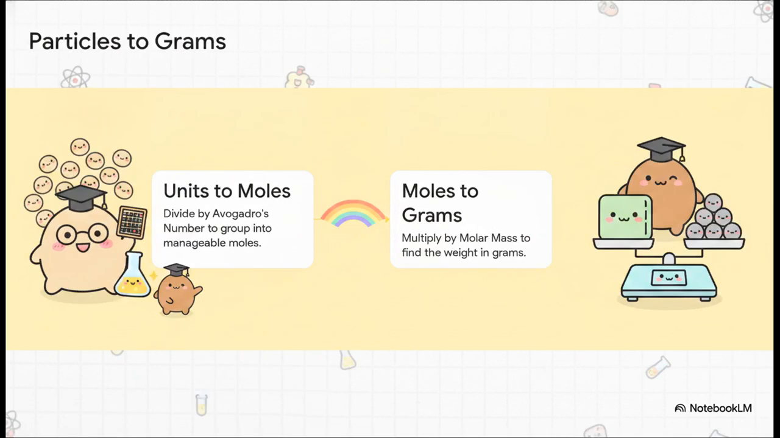And the really beautiful thing is, this exchange booth works seamlessly in reverse. If a problem gives you an impossible, massive number of particles, you divide by Avogadro's number to group them into manageable moles. Then, for step 2, you multiply those moles by the molar mass, and boom, you instantly know exactly how many grams that huge pile of microscopic particles will weigh on a real-world scale.